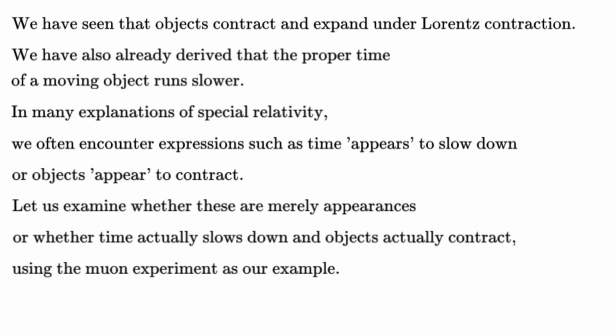We have seen that objects contract and expand under Lorentz contraction. We have also already derived that the proper time of a moving object runs slower. In many explanations of special relativity, we often encounter expressions such as time appears to slow down or objects appear to contract. Let us examine whether these are merely appearances or whether time actually slows down and objects actually contract, using the muon experiment as our example.